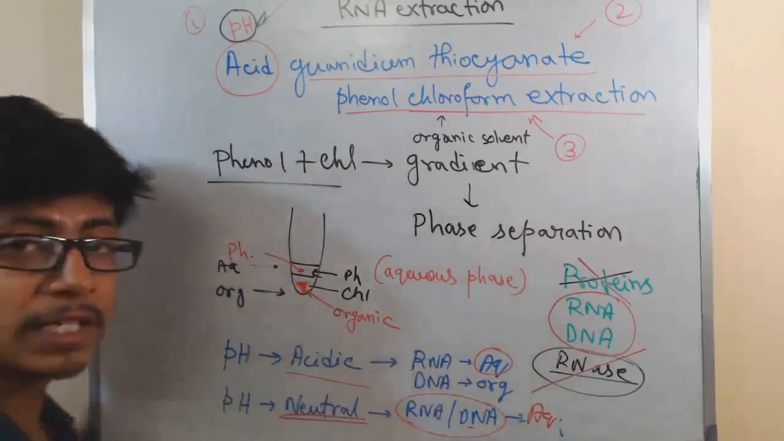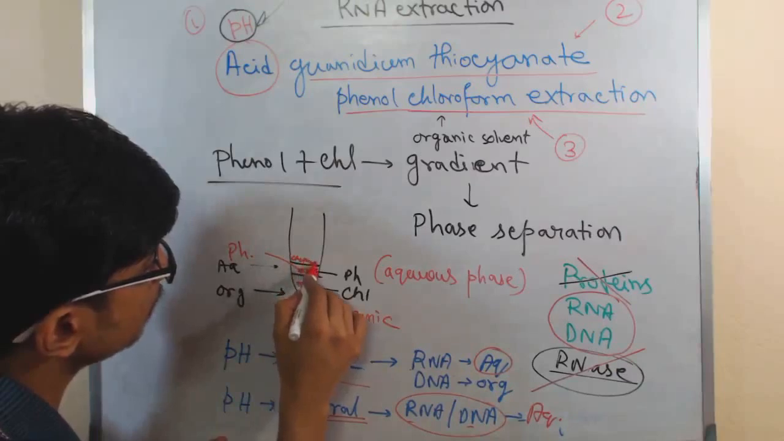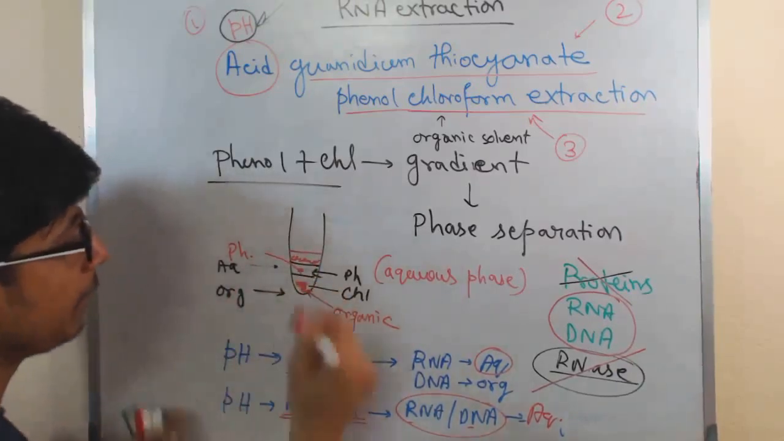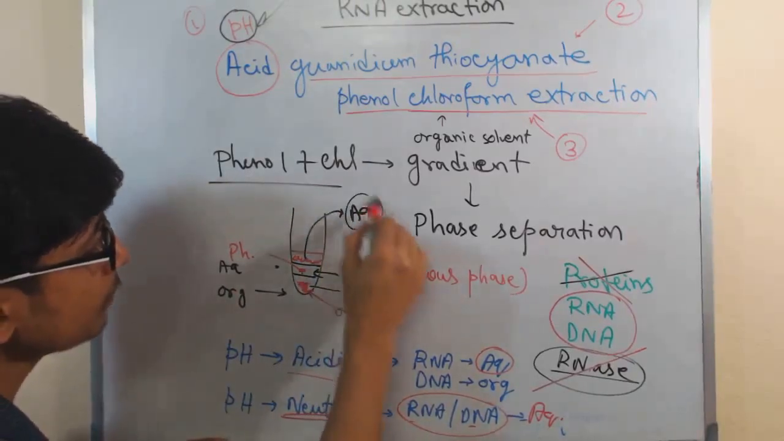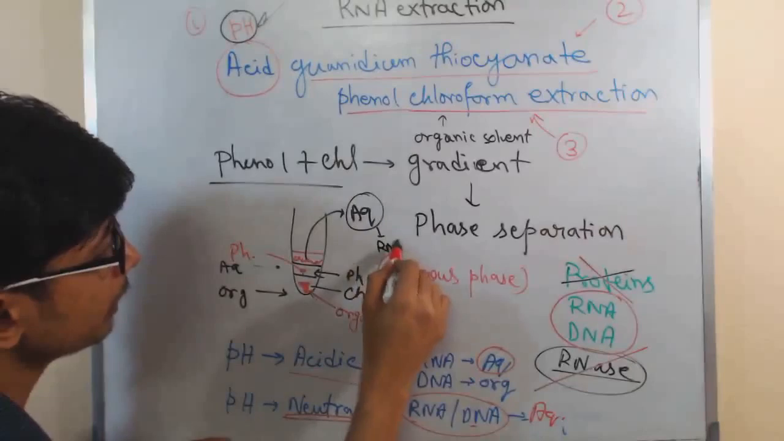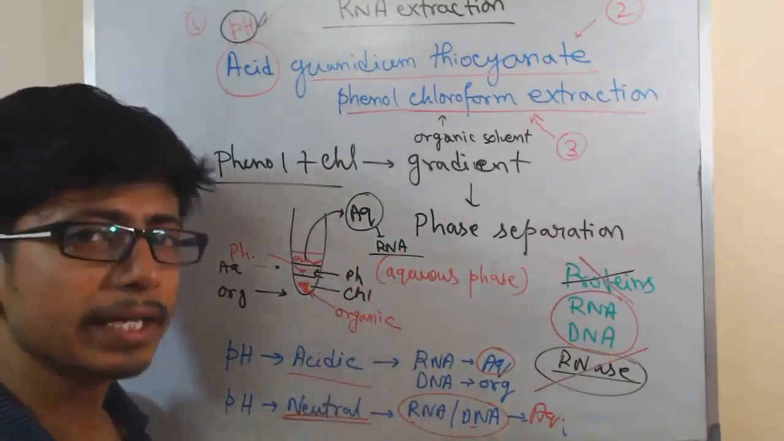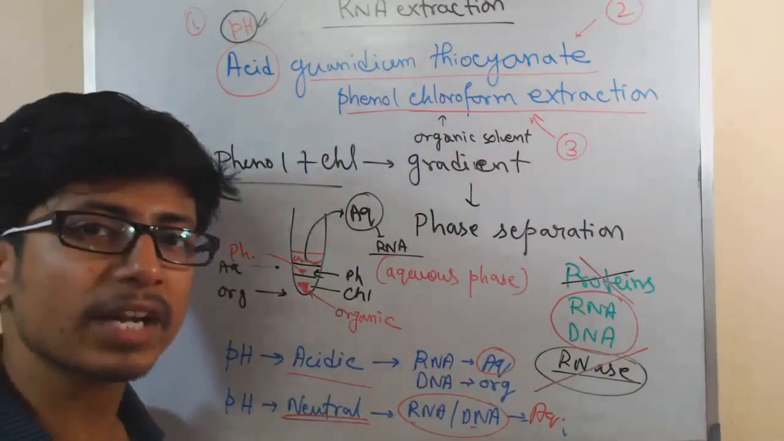Aqueous phase is always on the top. So the RNA components will be here at the aqueous phase. So what we can do here, we can simply take out this aqueous component, and from this aqueous component we get our RNA out. From this we make it dry and we can store them. This is how the process of RNA extraction works.